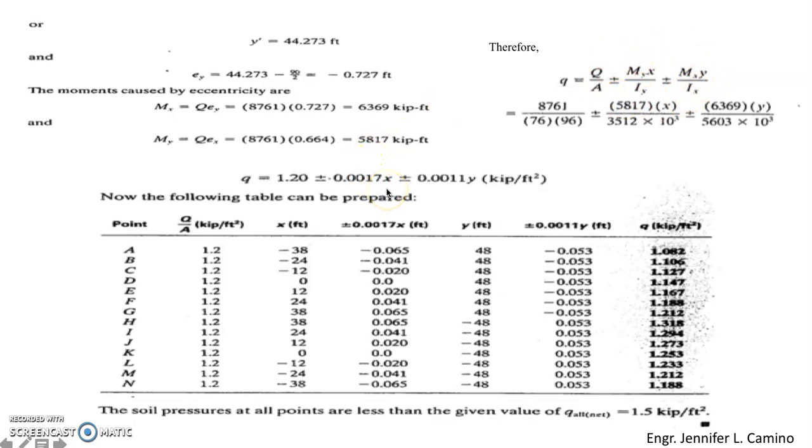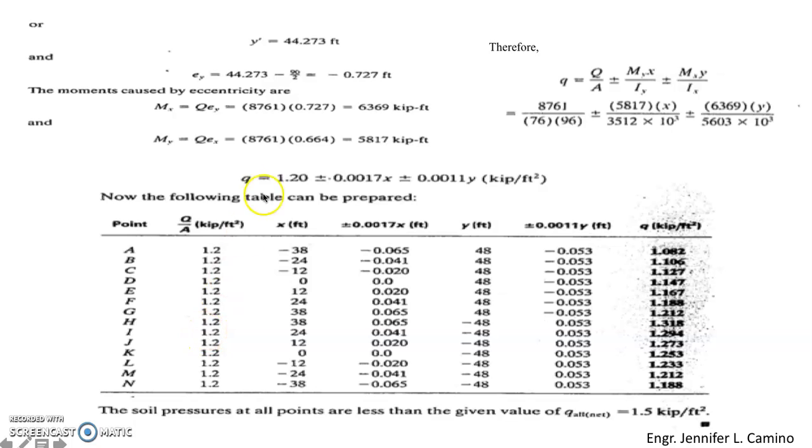Of course, we have the presence of our x and our y, so that we can have an organized tabulation, organized values for our soil pressure for each point, for each column. So let us tabulate this one. You simply have to identify our Q over A. You have your x, you have your y. Then you multiply your x times 0.0017. You obtain this one.